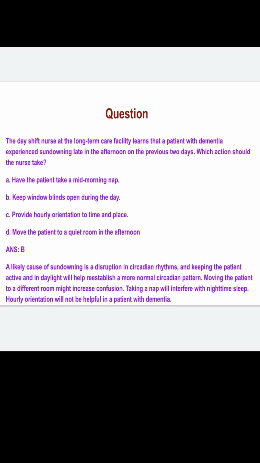Next one is, the day shift nurse at the long-term care facility learns that the patient with dementia experienced sundowning late in the afternoon on the previous 2 days. Which action should the nurse do? They should keep the window blinds open during the daytime. A likely cause of the sundowning is the circadian rhythm. So that's why they need to keep the daylight. Moving the patient to a different room might increase the risk more. So that's why the correct answer is B, for the patient to have some sunlight from the window.